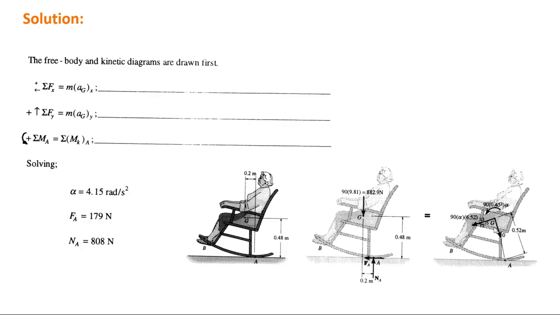The result later should be that alpha is 4.15 radians per second squared, FA is 179 Newtons, and NA is going to be 808 Newtons.